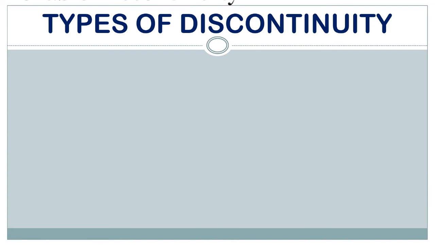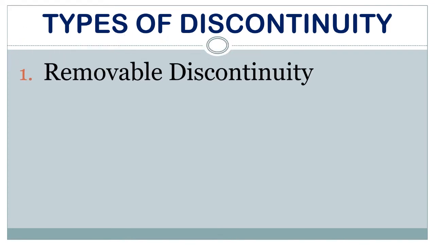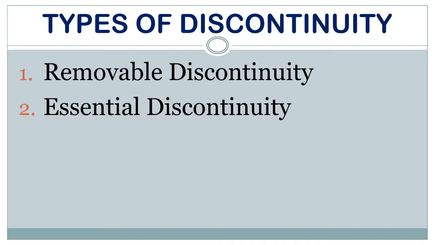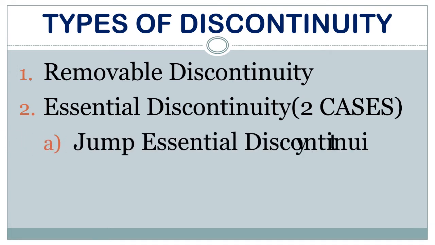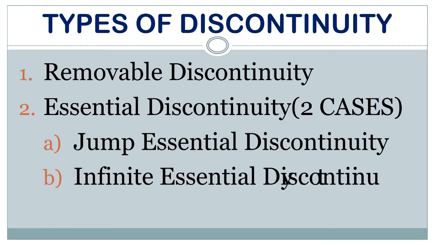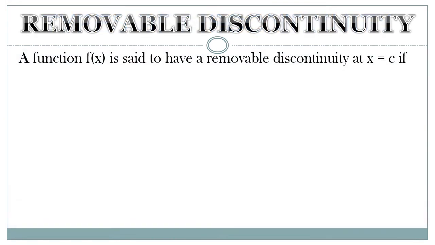Okay, there are two types of discontinuity: removable discontinuity and essential discontinuity, which has two cases. The first case is jump essential discontinuity, and the second one is infinite essential discontinuity. Let's talk about removable discontinuity.